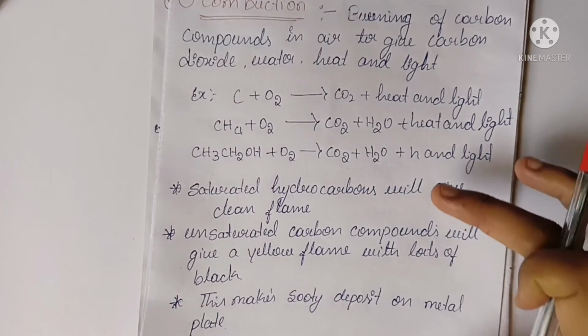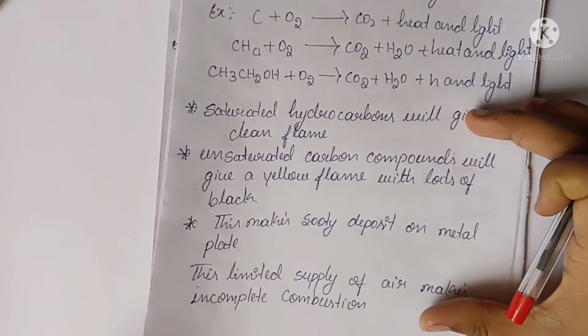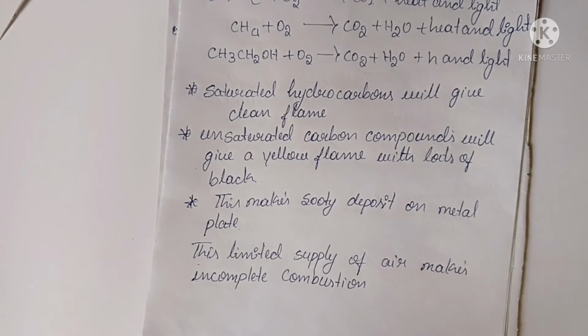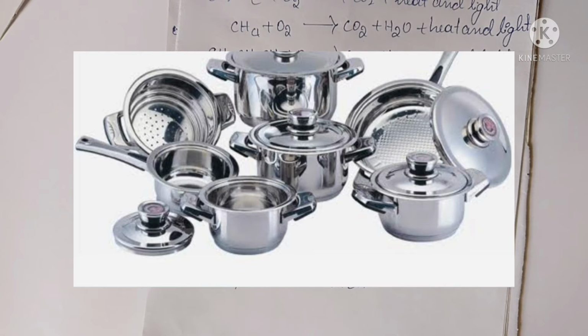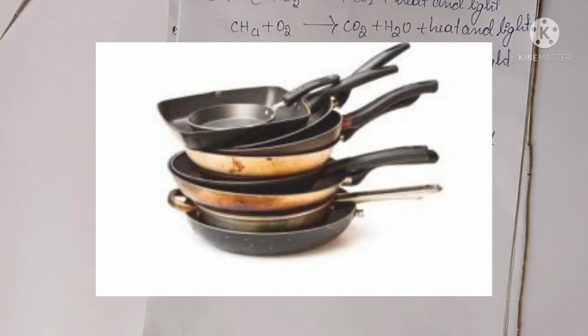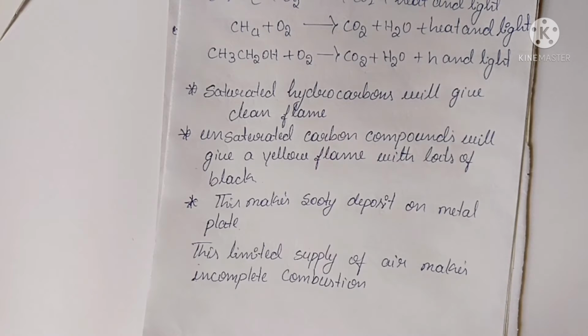And the next one, some common concept you need to know about combustion: in your home, when you bring new products like cooking utensils, they are so bright and shiny, isn't it? After cooking, what happens? The bottom of the utensils becomes so black. Why? Do you have any idea? This is because of the unburnt or incomplete burning of the fuels.